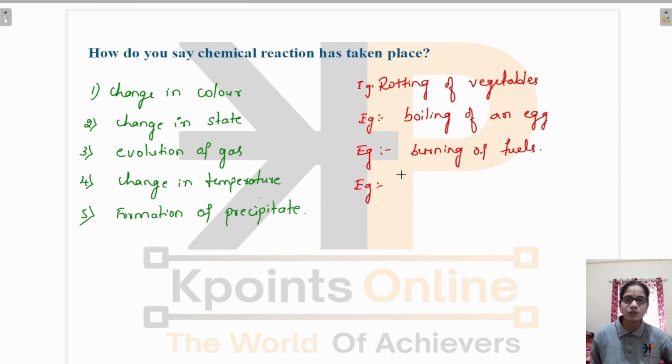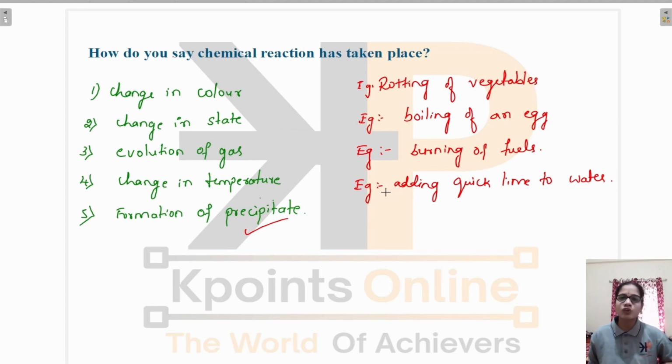Quicklime means calcium oxide. When it is added to water, the temperature of the vessel in which you have added it gets raised. That is, it becomes warm. Okay, adding quicklime to water, and then there is a formation of precipitate. Precipitate means it is an insoluble solid that is formed during a reaction.